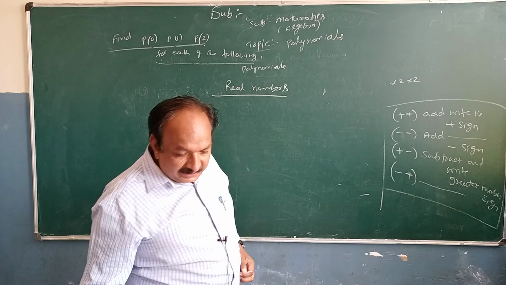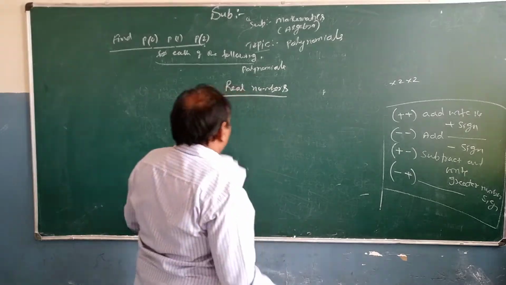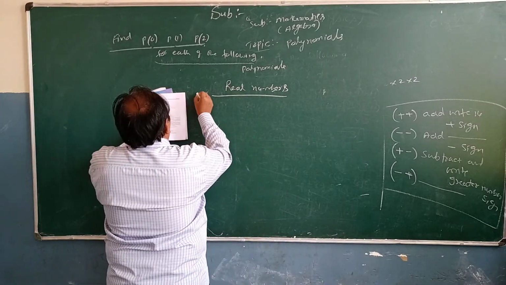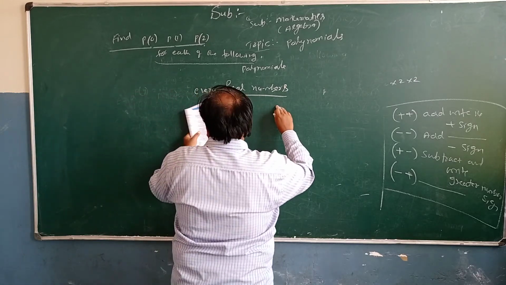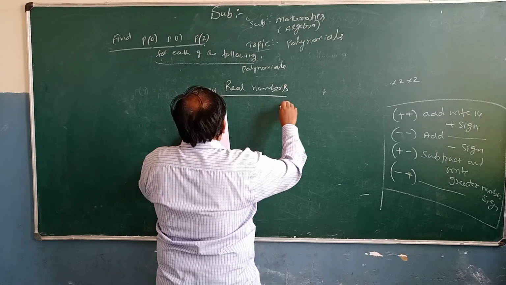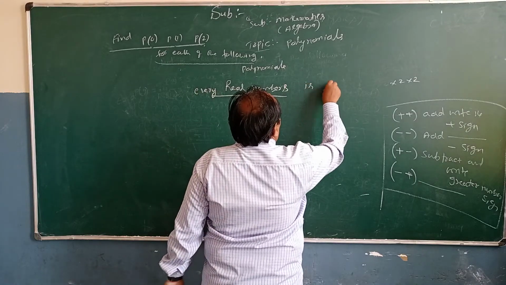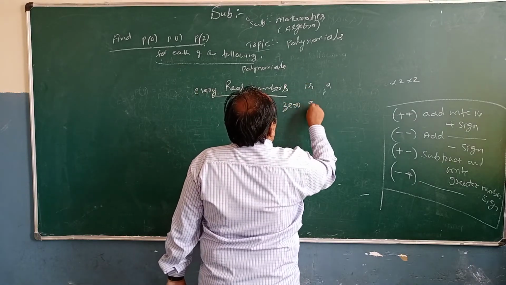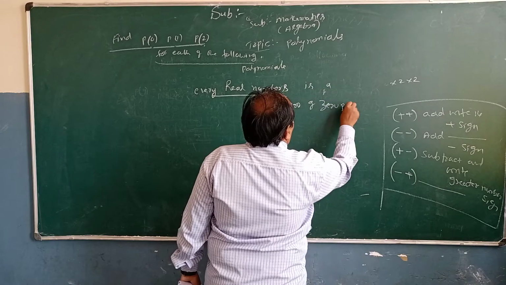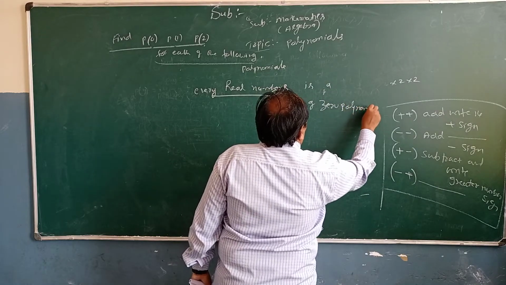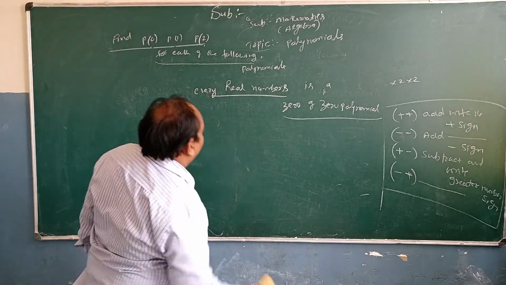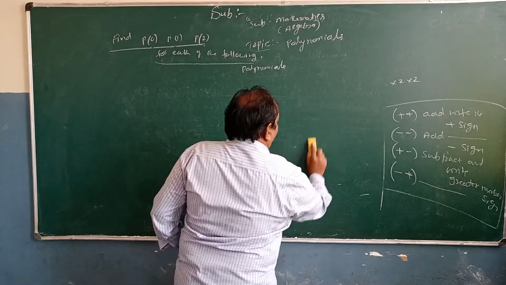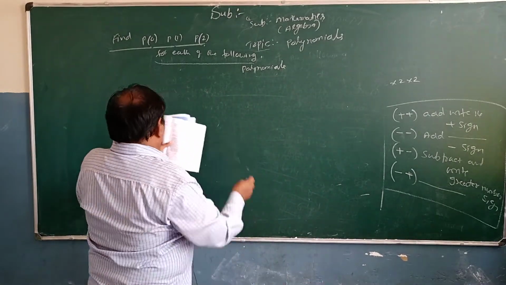Now, check whether every real number is a zero of the zero polynomial. Every real number is a zero of the zero polynomial. It is one concept.